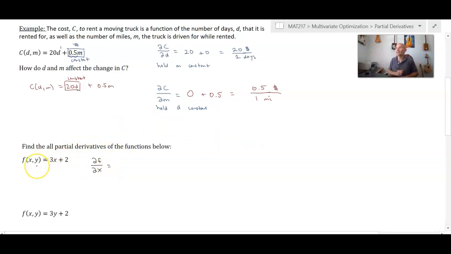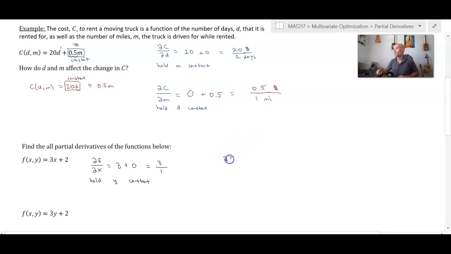Now this guy doesn't depend on y at all, so we don't even have to worry about treating y as a constant. So I'm just going to state it here though: hold y constant. And there is no y, so it's not going to affect our derivative at all. The derivative of 3x is 3. The derivative of 2 is 0. And so we get a partial derivative of 3. If we had units, we would write 3 over 1, put the units of f on top, units of x on the bottom. That would tell us how f changes for every increment of x.